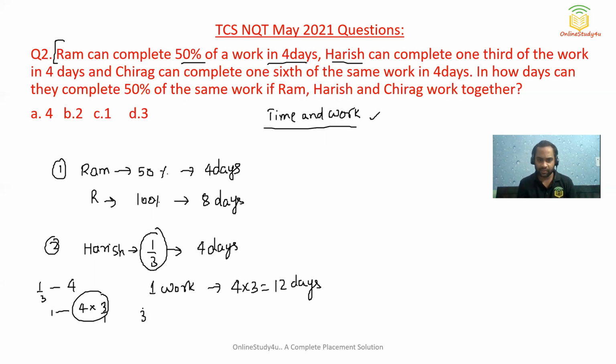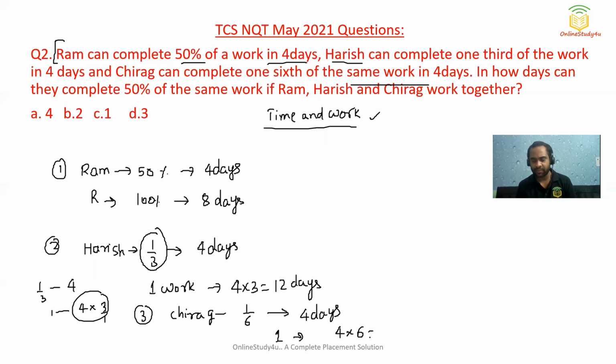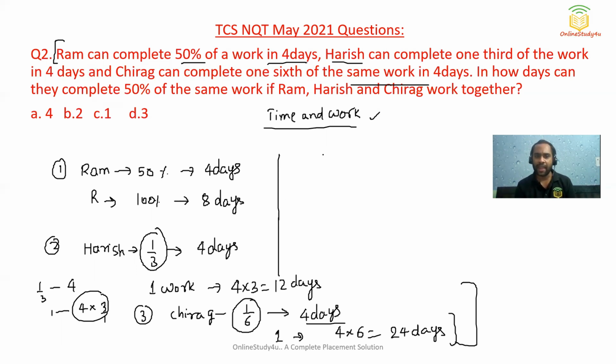Okay, now step 3. So Chirag can complete 1/6 of the work in how many days? 4 days. So Chirag will be able to complete one work in how many days? 4 into 6. That means 24 days. Friends, however, see, basic method will be very, very simple so that you can use it. Okay. Now, so I know Ram can do it in 8 days. Harish can do it in 12 days, and Chirag can do it in 24 days. So when will they be able to complete the work?